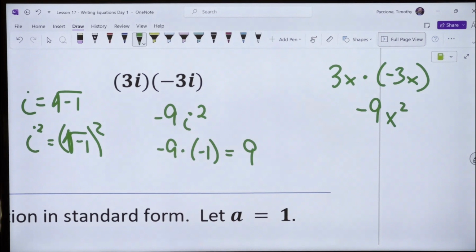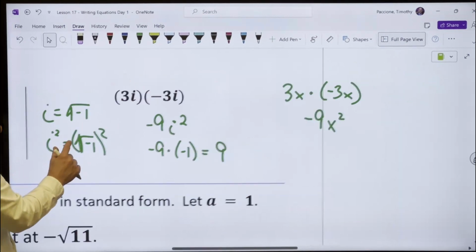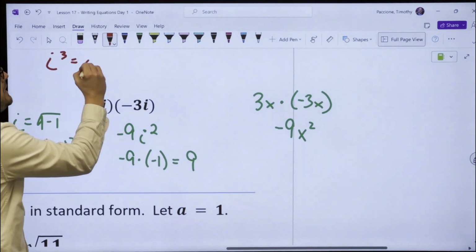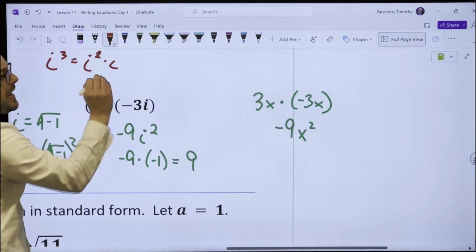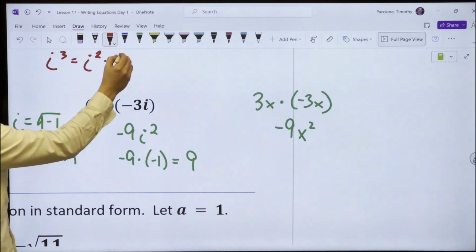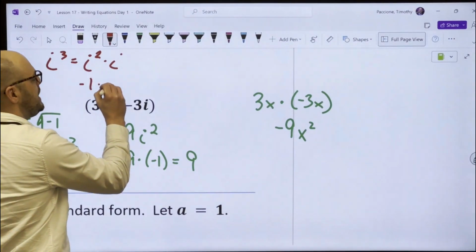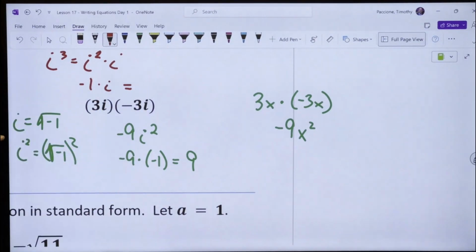Your question? What happens when i is cubed or put to the fourth power? Great question. Any honors students want to answer? So let's do it. We've got time. i cubed would be i squared times i, right? Well, what do we just say i squared is? Negative 1, right? So this is negative 1 times i, or negative i.